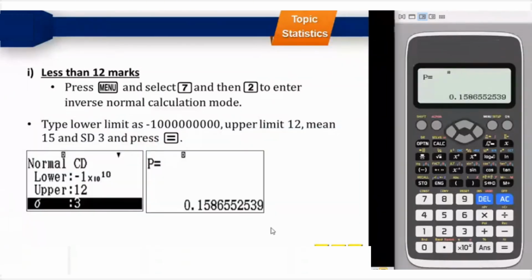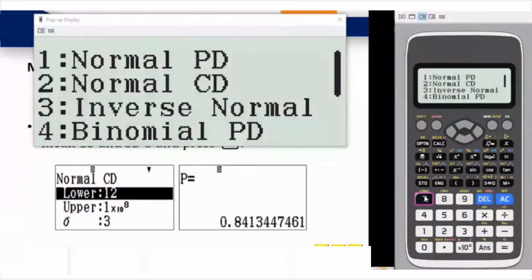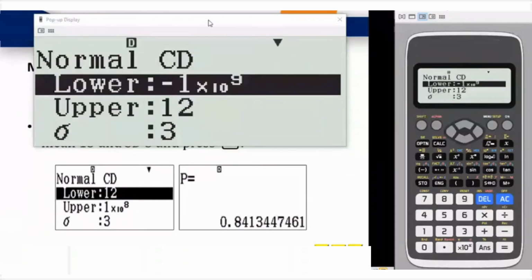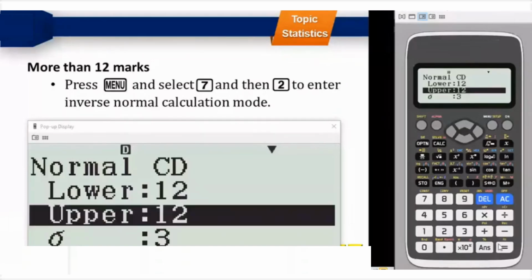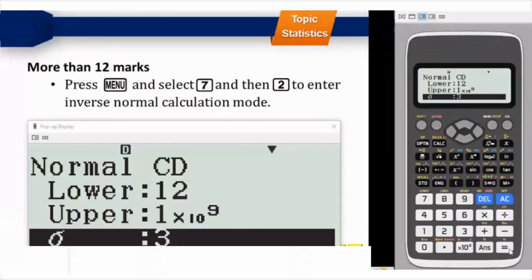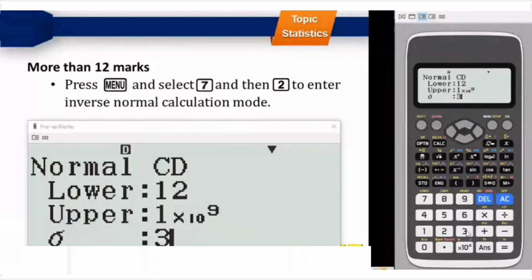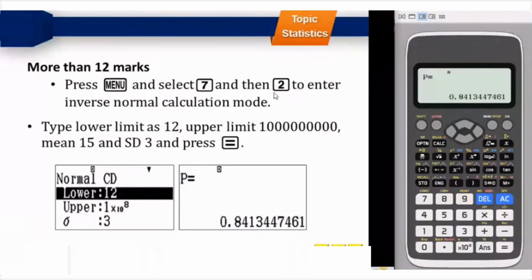All right, next part is more than 12 marks. For more than 12 marks, once again I will go to menu, press 7, press 2 for normal continuous distribution, and this time I want more than 12 marks, so my lowest value will be 12, and my upper value, maximum value, will be 100,000, 1 million, 1 trillion, whatever I feel like. Since the question is same, my standard deviation is 3 and my mean is 15. When I press equals to, I will get the desired answer, that is 0.84134474661. I hope I am clear.